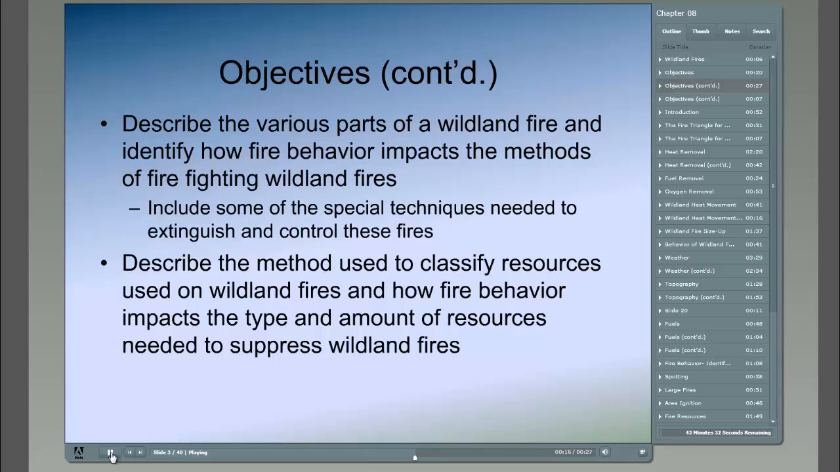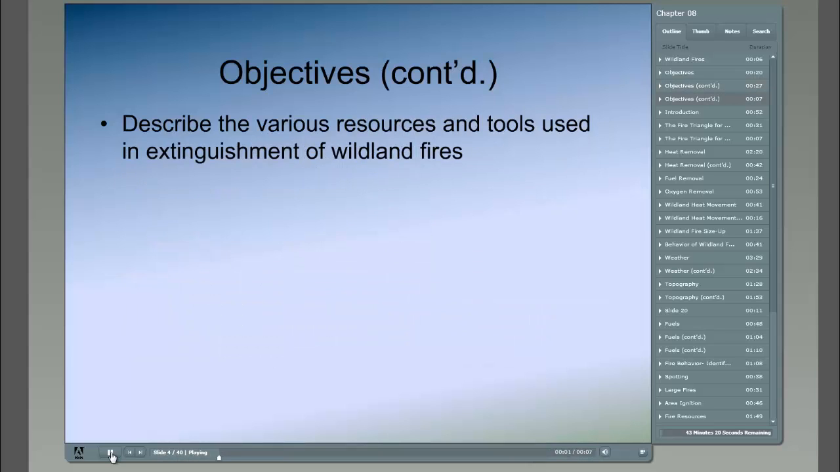To describe the method used to classify resources used on wildland fires and how fire behavior impacts the type and the amount of resources needed to suppress wildland fires. And finally, to describe the various resources and tools used in the extinguishment of wildland fires.